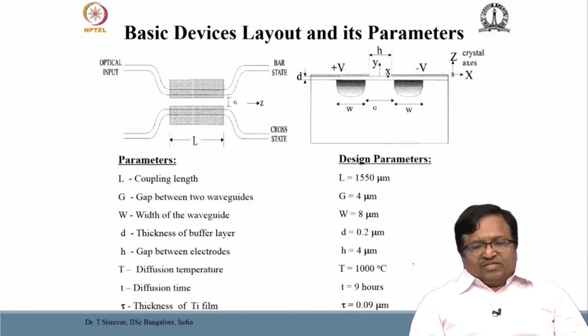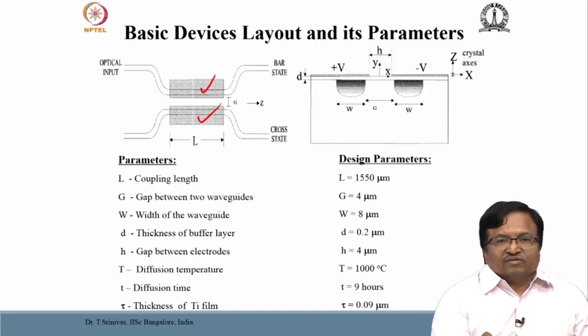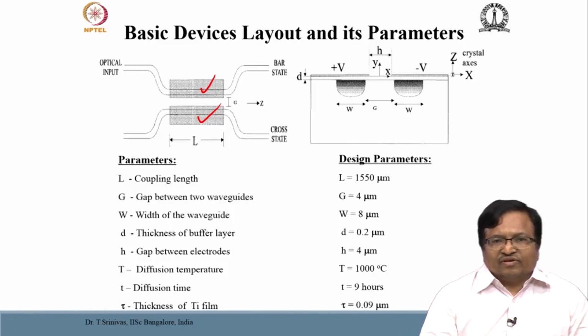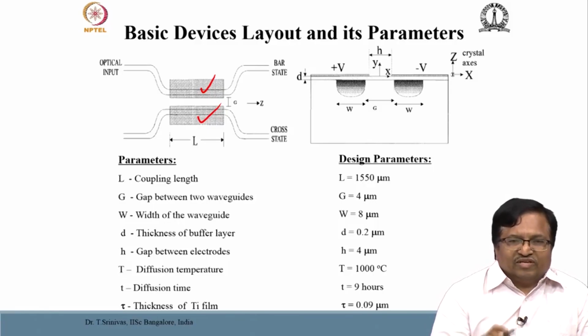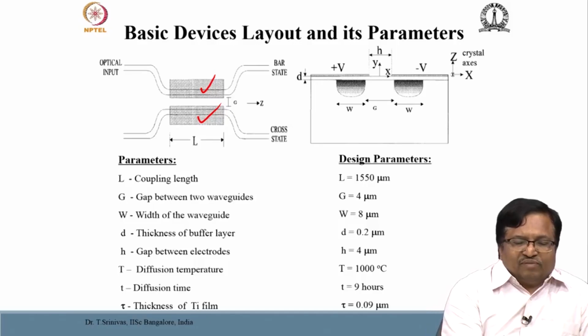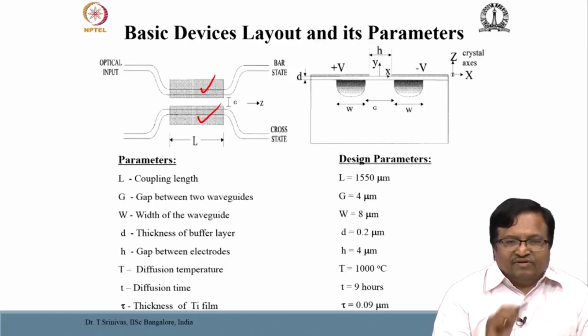Another example is the directional coupler, where you have two waveguides very close together. These are the two waveguides very close together, and this could be fabricated by standard lithographic process. Once again, we use the electro-optic effect, where there are two electrodes placed on the waveguides, and the light propagating in one waveguide could be affected by the presence of the other waveguide.